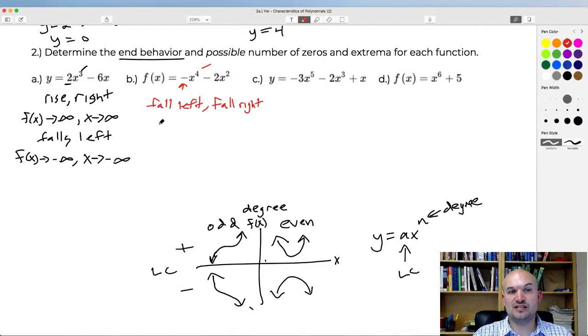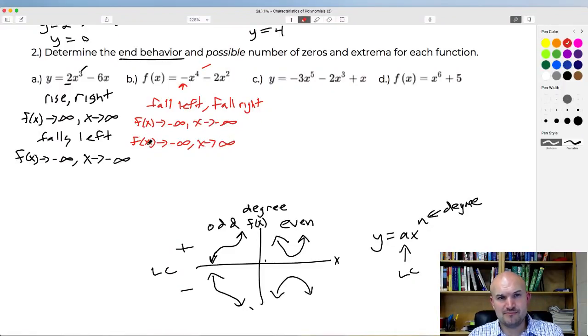Okay, so falling left would be f of x approaches negative infinity as x approaches negative infinity, and falling right would be f of x approaches negative infinity, and you could say as, usually "as" is a word that we add into there, as x approaches infinity. So the graph is going to the right, but it's falling. Let's work on the next one.